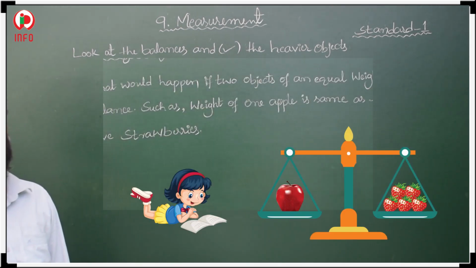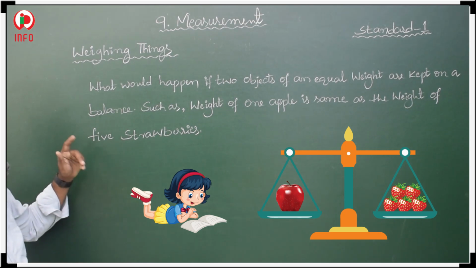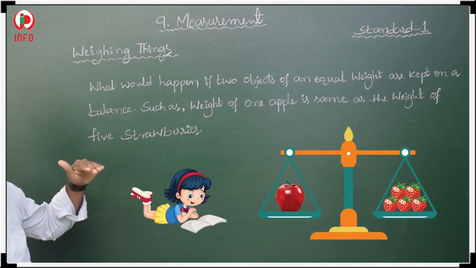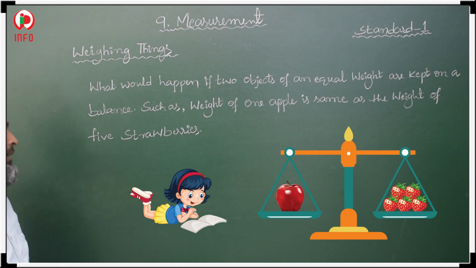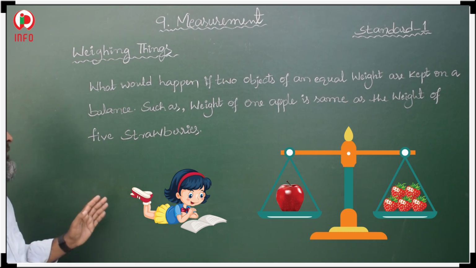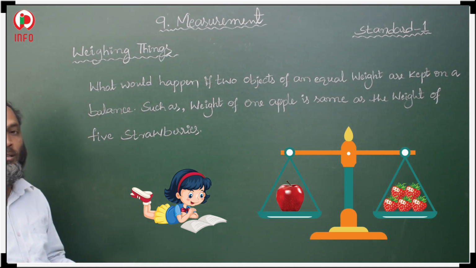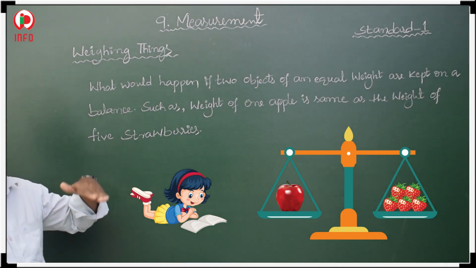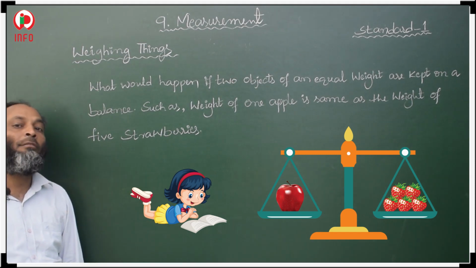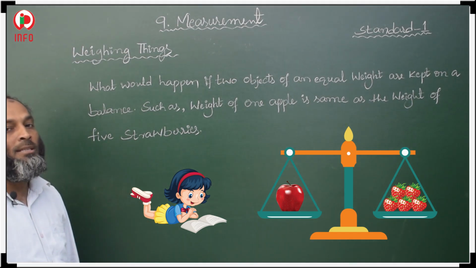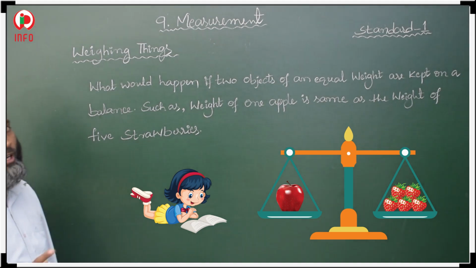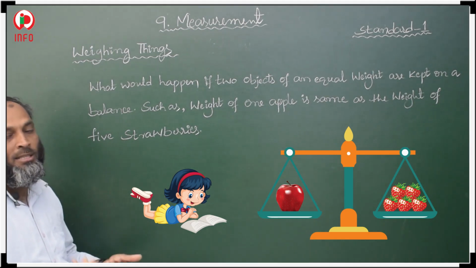See students, in this concept, weighing things, what would happen if two objects of equal weight are kept on a balance, such as the weight of one apple is the same as the weight of 5 strawberries. See here in the picture. What happened if the same weight of two objects is kept on two pans? Then the two pans are at the same level. When the two objects in the two pans have equal weights, then the two pans are on the same level.